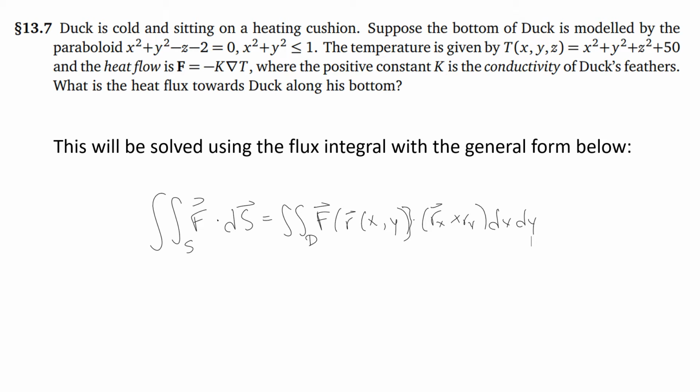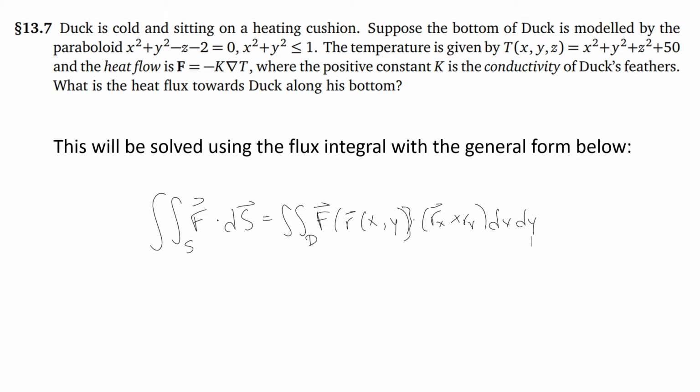Hi, so I'm presenting the duck is cold question. You have a duck that is cold and sitting on a heating cushion. Suppose the bottom of the duck is modeled by the paraboloid equation. The temperature is given by that equation, and the heat flow is F equals negative K gradient of T, where the positive constant K is the conductivity of the duck's feathers. What is the heat flux towards the duck along its bottom?